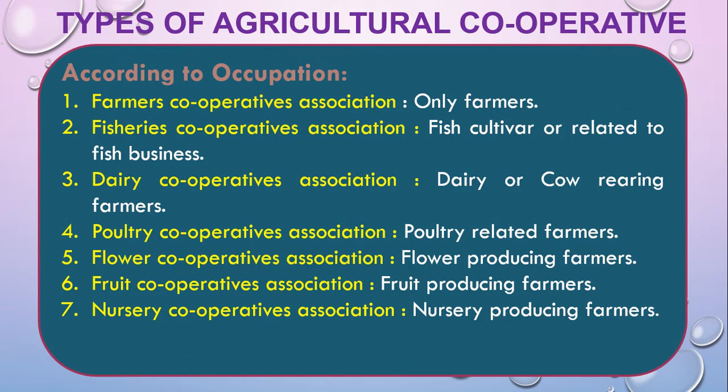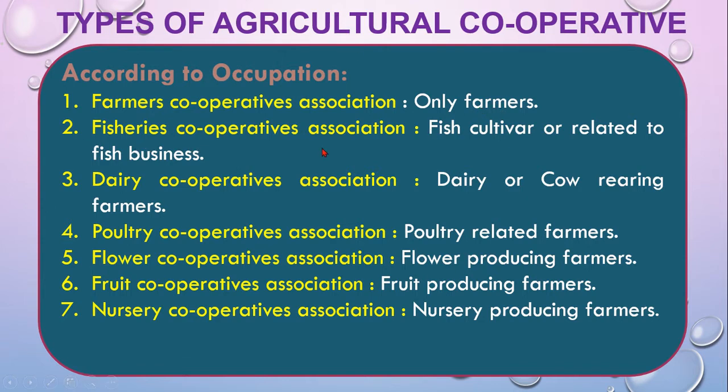Next one is according to occupation. According to occupation, there are some types of agriculture cooperatives. The first one is the farmers cooperative association. In this association, only farmers can join the cooperative. No other person, like a lease farmer or other labor, can join this cooperative. This cooperative is only for the farmers.